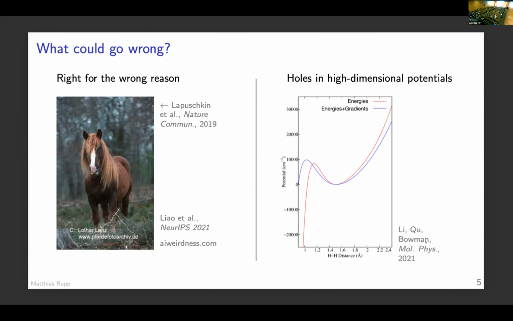Is it a combination of those? And so they analyzed the network. You can do that. It's a bit of work, but you can. And they found out that the network indeed identified a correlation in the data, a very good one, namely the copyright notice at the bottom.